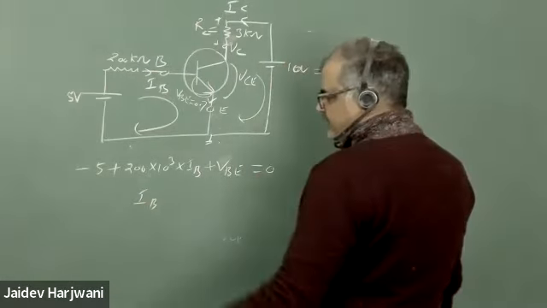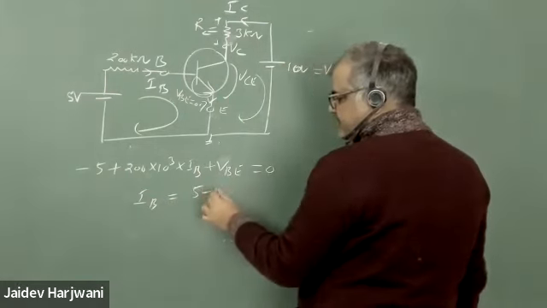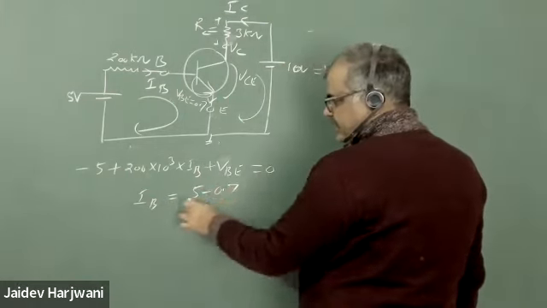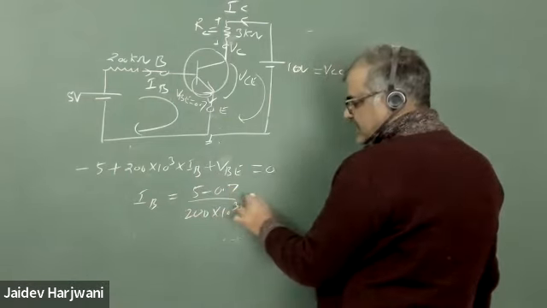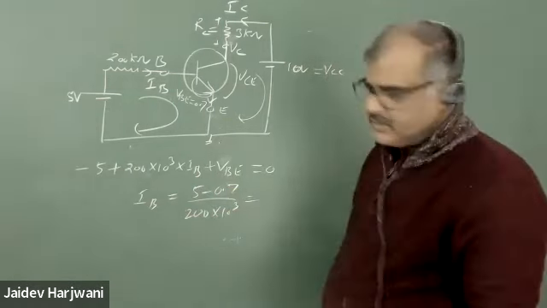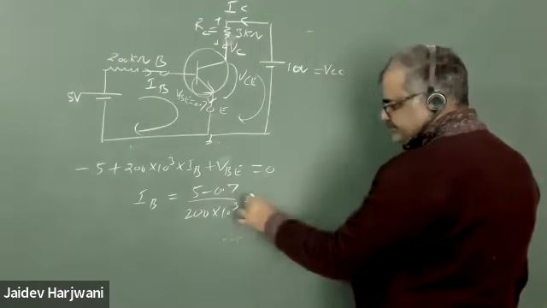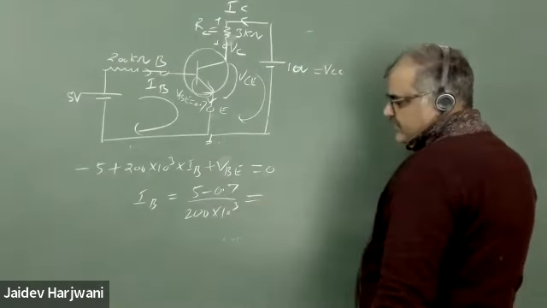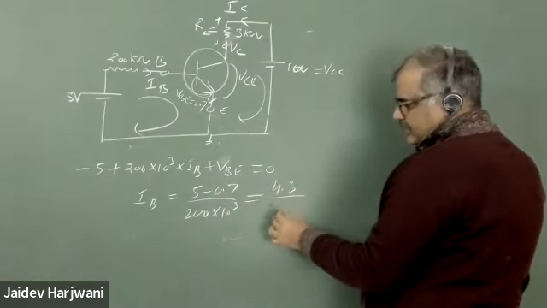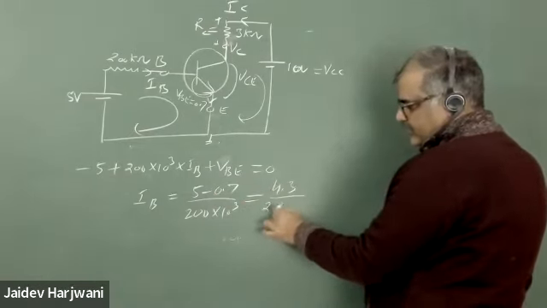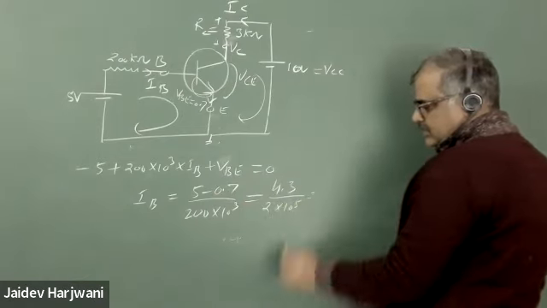What will the IB value be now? IB value will be (5 minus 0.7) upon 200 kilo ohm. Okay, this is your IB value. So calculate the value of IB. This will give me 4.3, and this becomes 2 into 10 raised to power 5.